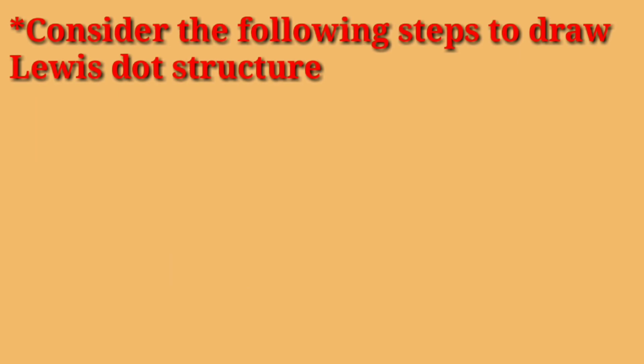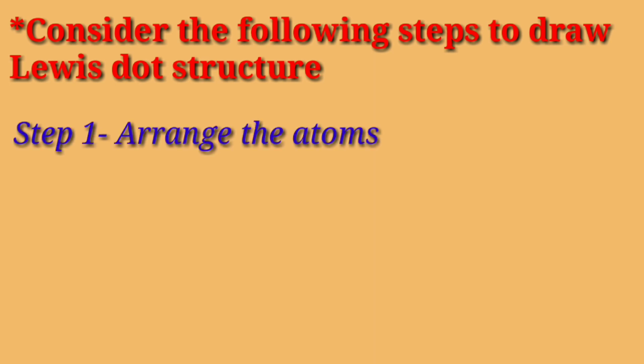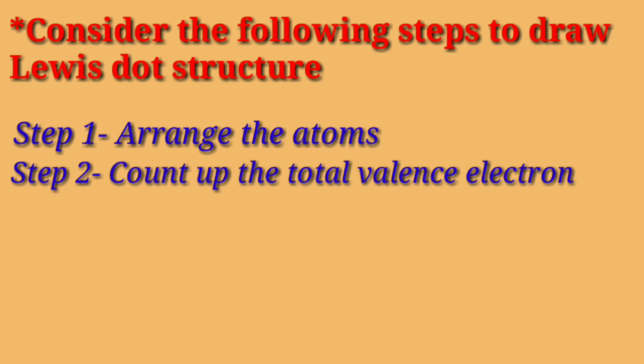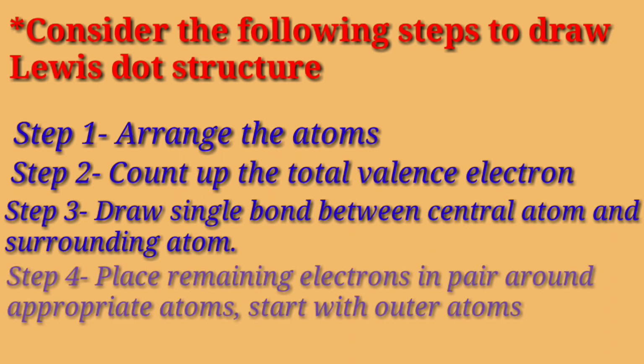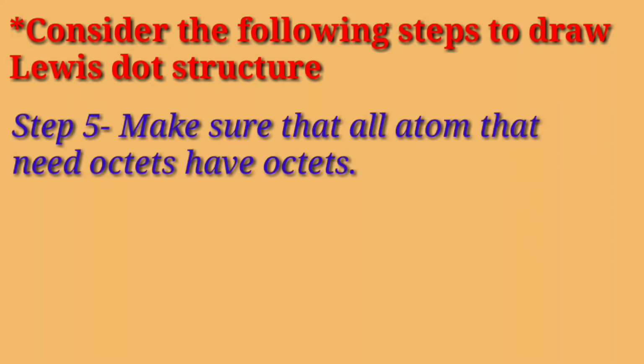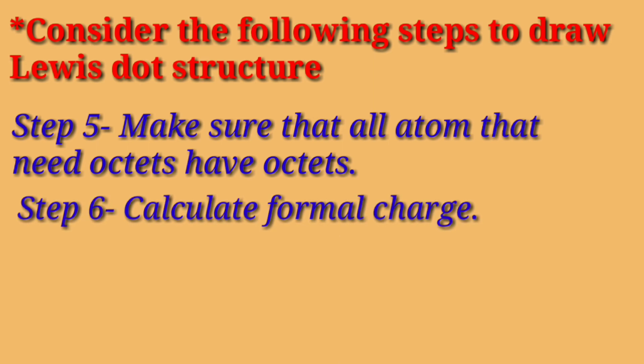In order to draw the Lewis dot structures, we need to follow certain steps. So let us see the following steps. Step 1 is arrange the atoms. Step 2, count up total valence electrons. Step 3, draw single bonds between central atom and surrounding atoms. Step 4, place remaining electrons in pairs around appropriate atoms. Start with outer atoms. Step 5, make sure that all atoms that need octets have octets. And step 6, calculate formal charge.